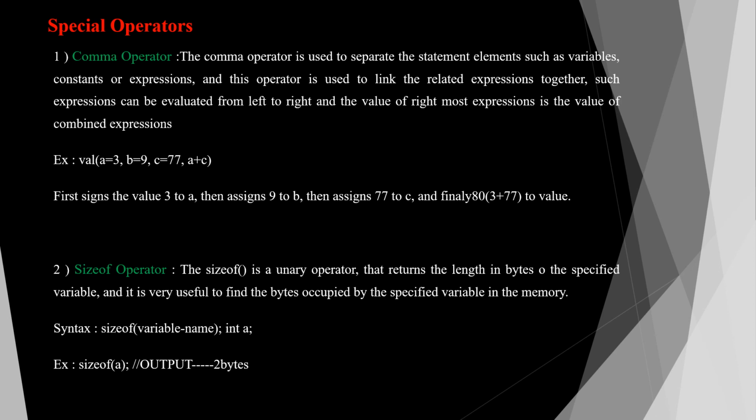So the comma operator is used to separate the statement elements. First it assigns the value 3 to A, then it assigns 9 to B, then it assigns 77 to C, and then it finalizes A plus C. A value is 3, C value is 77. Adding them together, finally we get the value 80.